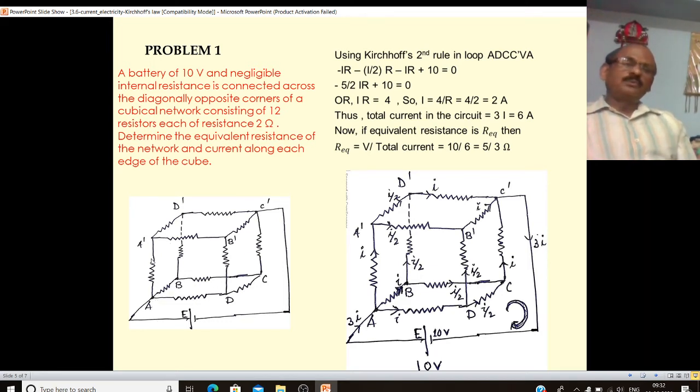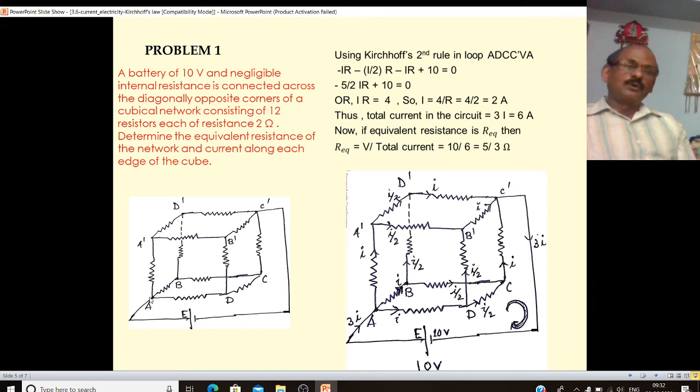So first, when we solve a problem using Kirchhoff's rule, we have to see whether any symmetry is there or not. In most cases we will find there is a symmetry. Now how can we check that? See, the entry point is A and the exit point is C dash. If some current is going here, A dash, D dash, C. See how many paths? Here 3 resistors.